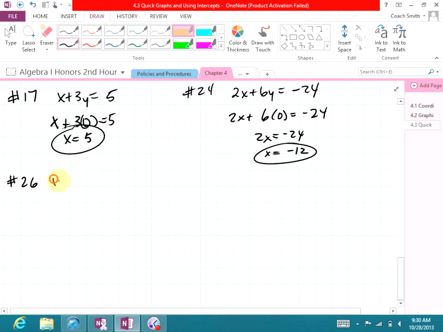Number 26 says y is equal to 2x plus, is that negative 2x? Yeah, negative 2x, my bad. Y is equal to negative 2x plus 5. So if we're finding the y-intercept, then x is equal to 0. So I have negative 2 times 0 plus 5. So y is equal to 5. So the y-intercept of that equation is 5.